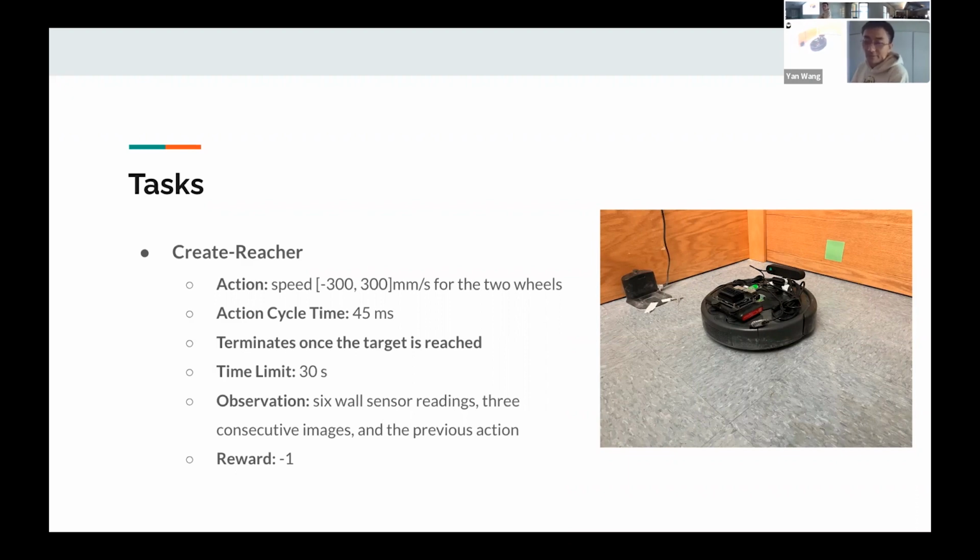Unlike UR5 Reacher, Create Reacher will terminate the current episode as soon as the target is reached. The maximum allowable exploration time is 30 seconds. If Create2 does not reach the target within the time limit, the reset routine will bring the Create2 to a random location in the arena. This task uses a significantly simpler reward function, which is just a -1 for each step to encourage shorter episodes.